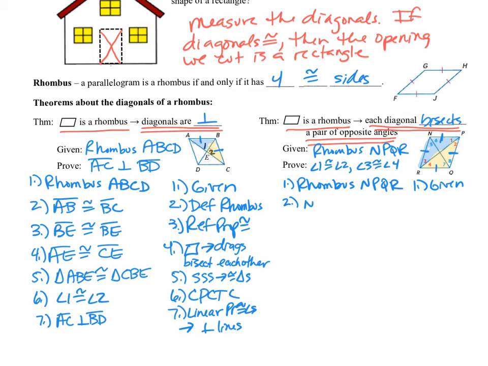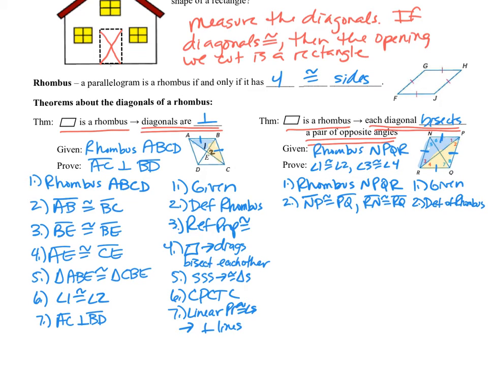So let's go ahead and write down that segment NP is congruent to segment PQ, and also that segment RN is congruent to segment RQ. I've marked those on the diagram. We have NP congruent to PQ, and RN congruent to RQ. The reason why that is true is because we assume that NPQR is a rhombus, so we can justify step 2 with the definition of a rhombus.